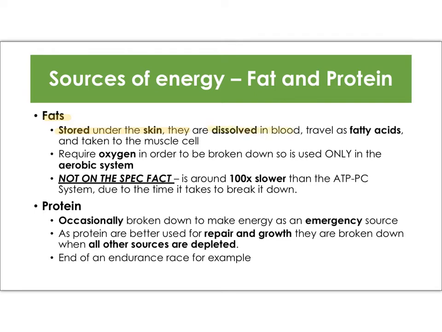So they can be dissolved in the blood, and when fats are dissolved in the blood, we call them fatty acids. They must have oxygen to be broken down, so they can only be used by the aerobic system, which we're looking at today. An interesting fact, but not on our specification, is that it takes around 100 times longer to produce energy using fats as our source of energy than the ATP-PC system, and this is because of the amount of oxygen and the number of chemical reactions we need to break down fats.